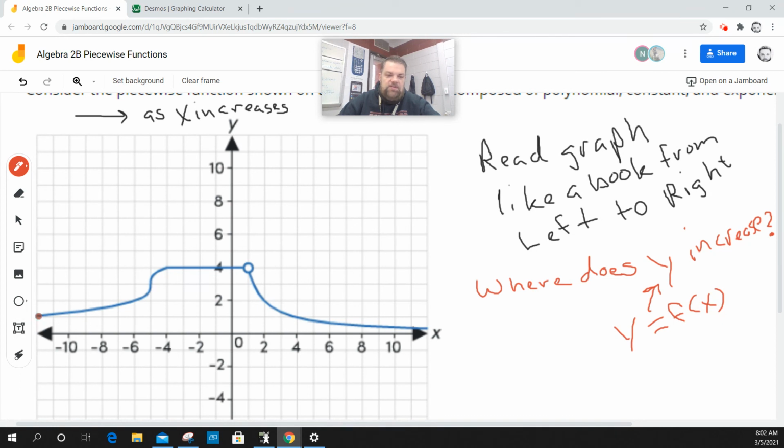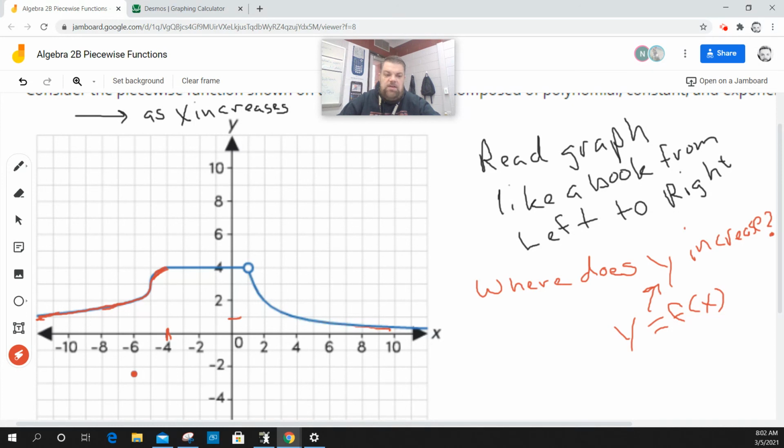But if I go from left to right, my y value here is increasing. In other words, I start off way down here at y equals 1, and as I continue to travel up this path, it keeps increasing, probably right until x equals negative 4. Now from there, here, it's constant, so it's not increasing or decreasing. And then I'm decreasing. My y value is decreasing.